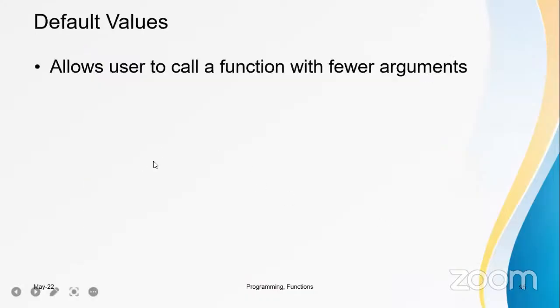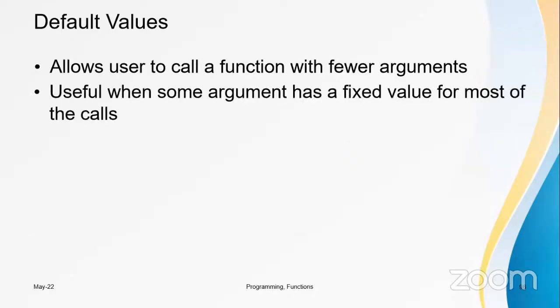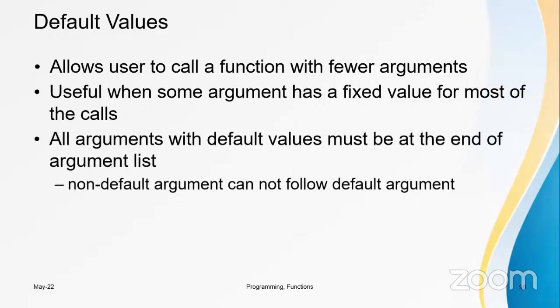So default values allow the user to call a function with very few arguments. They are useful when some arguments have a fixed value for most of the calls. That's why we have default values. All arguments with default values must be at the end of the argument list.